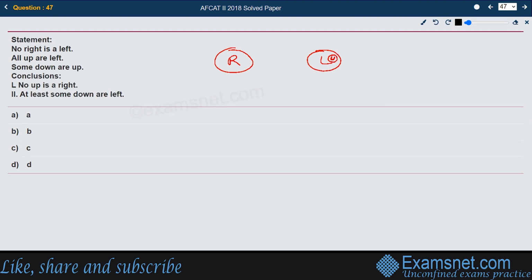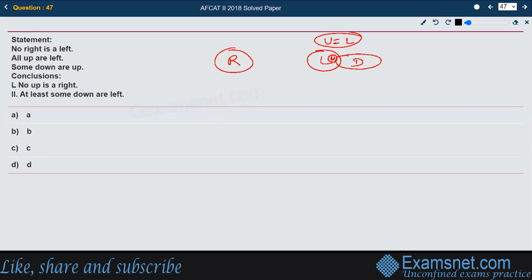All up are left. Okay, so up should be inside the left category, or we can say that up equal to left also. This is also a possible solution. Generally we can take up inside the left. All up are left. Some down are up. So some part of the up is common with down. So down can be drawn like this.